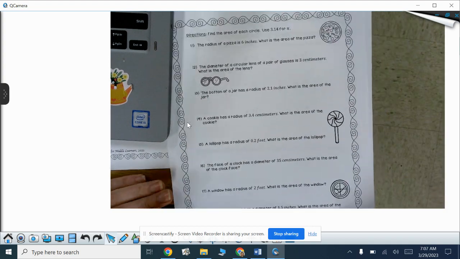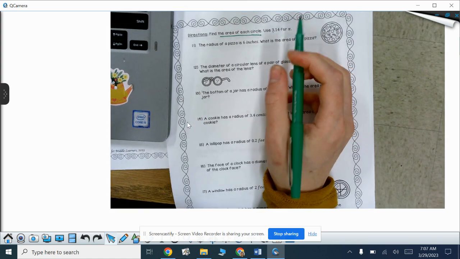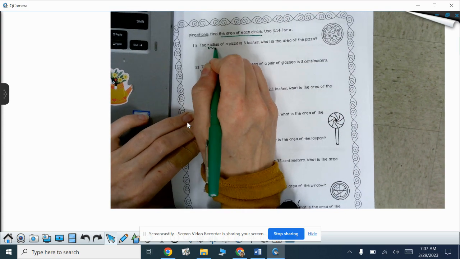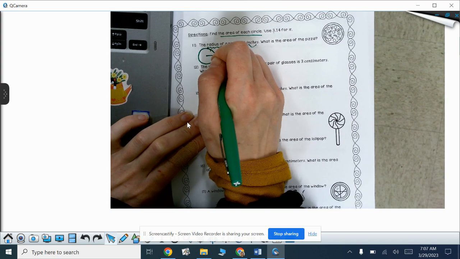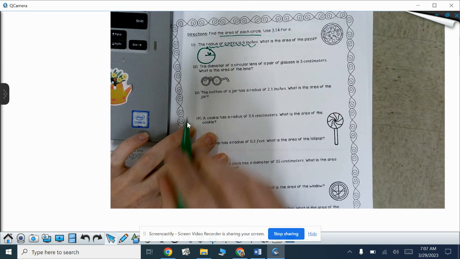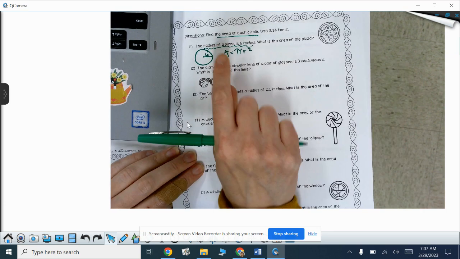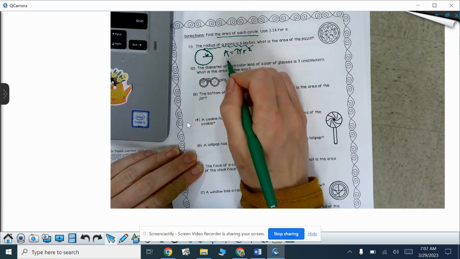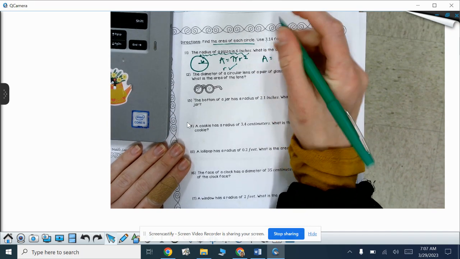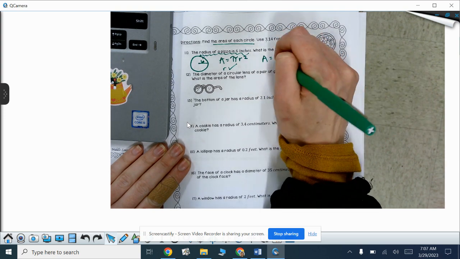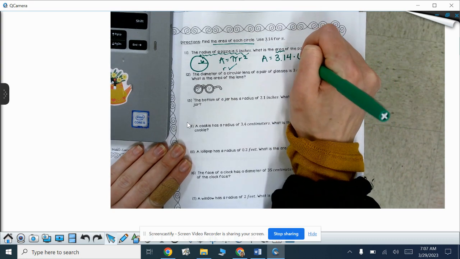I'm going to do one of these with you. So the directions say find the area of each circle and use 3.14 for pi. It says the radius is 6 inches. So I'm going to draw this, and I've got a 6. What is the area of the pizza? Well, my area formula is A equals pi r squared. Do I have my radius? Yes, I sure do. I've got 6 for my radius. So I'm just going to put into Desmos A, because it's asking for my area, is equal to 3.14 times 6 squared.